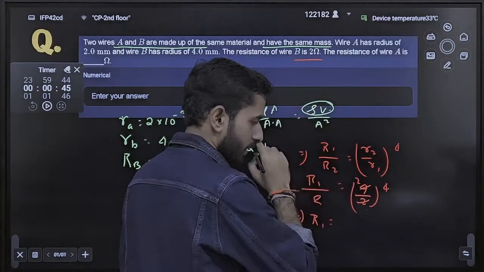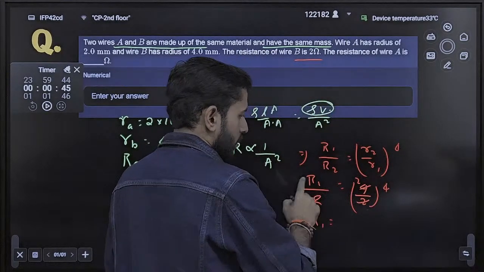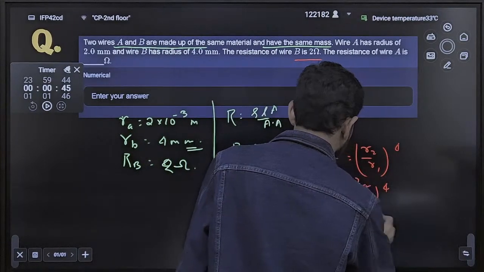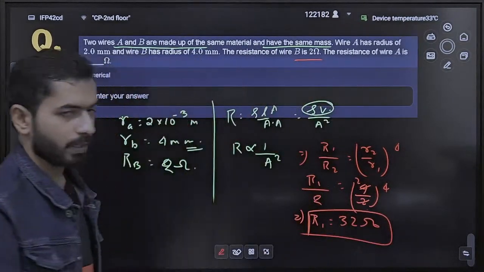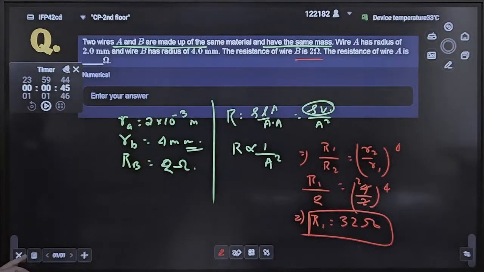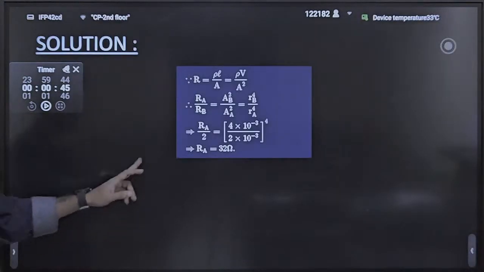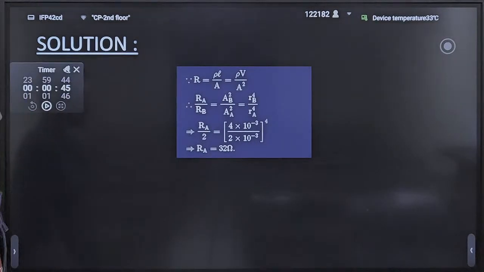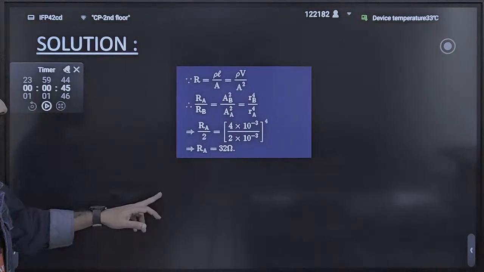2 power 4 is nothing but 16. 16 into 2 is equal to 32. What is the answer coming? 32 ohm. Let's cross check it from the next slide. 32, the answer was coming. You can take the screenshot also. So the same kind of second question we have solved.